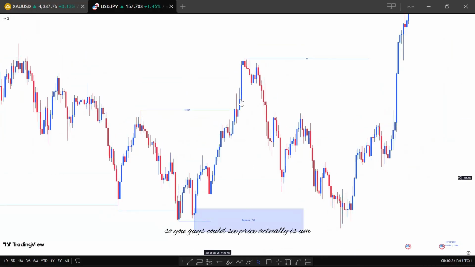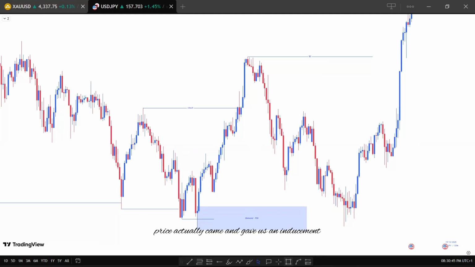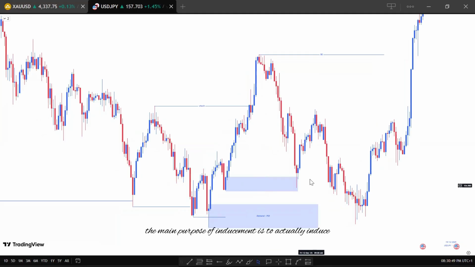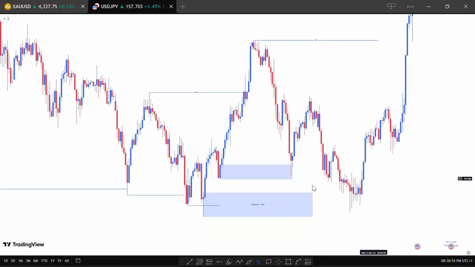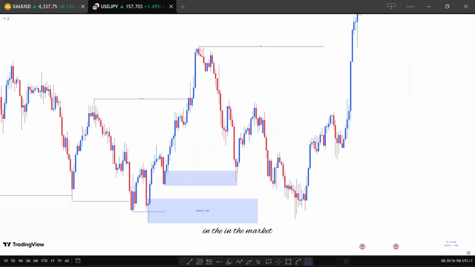So you guys could see price actually expanded from the daily demand and gave us more of a confirmation for that demand on the 2 hours time frame. You could see price came and gave us an inducement around this region. The main purpose of inducement is to induce early buyers in the market.